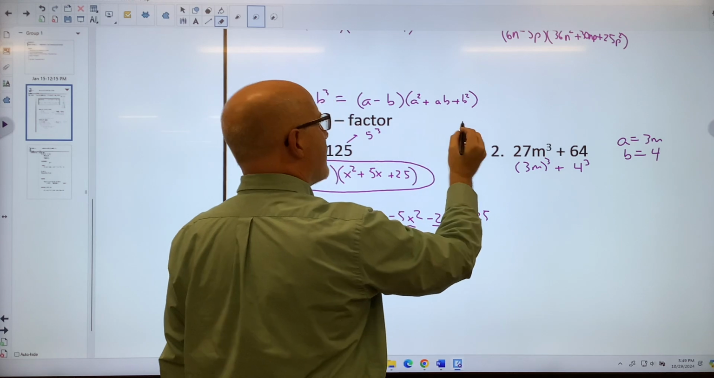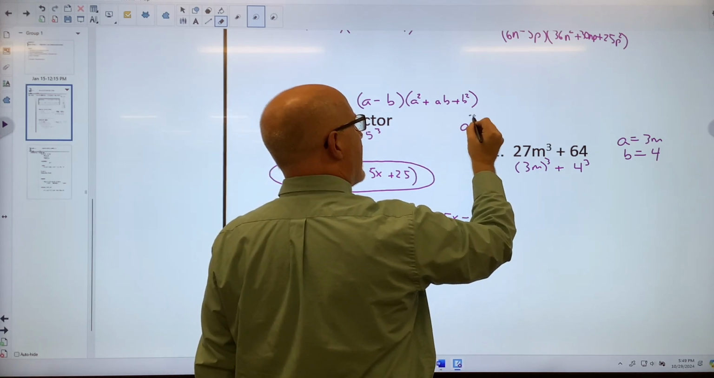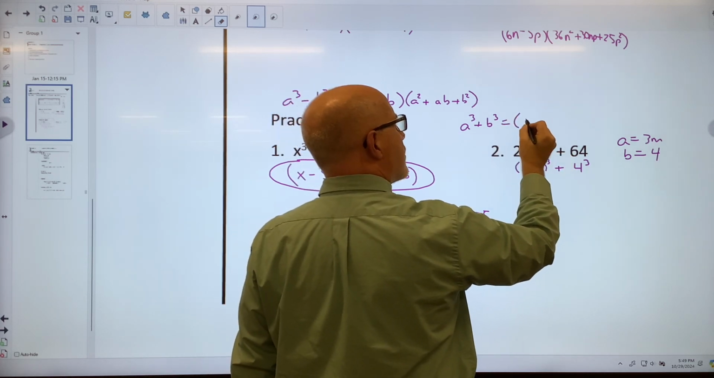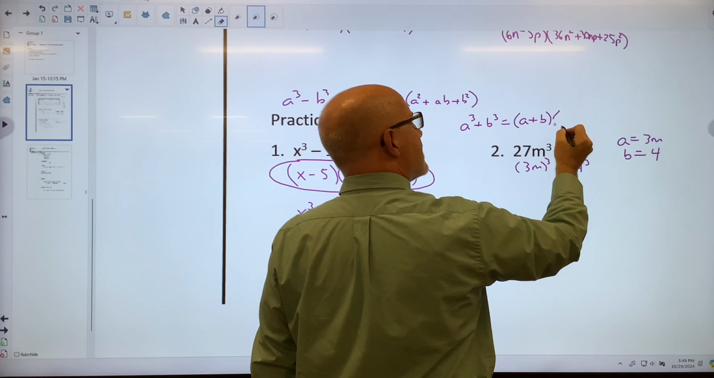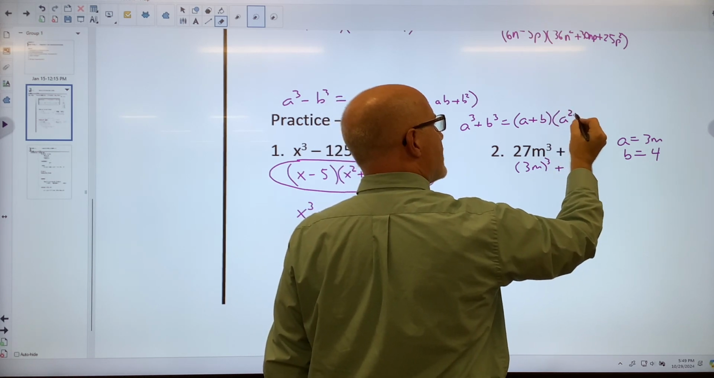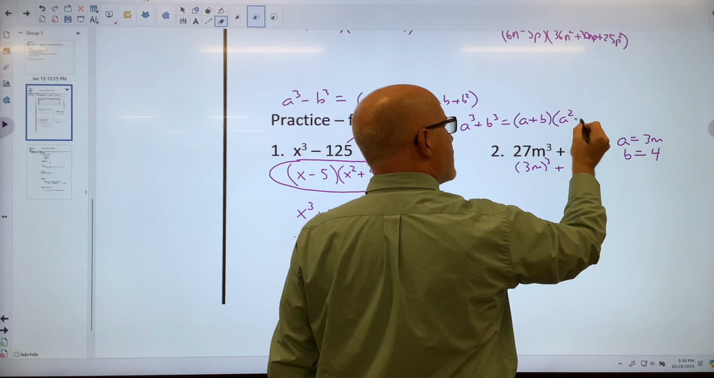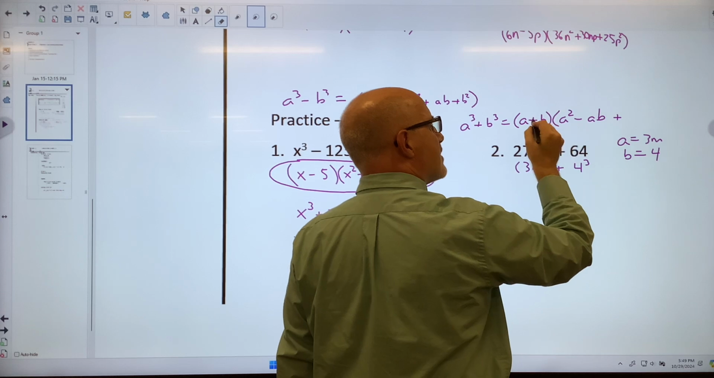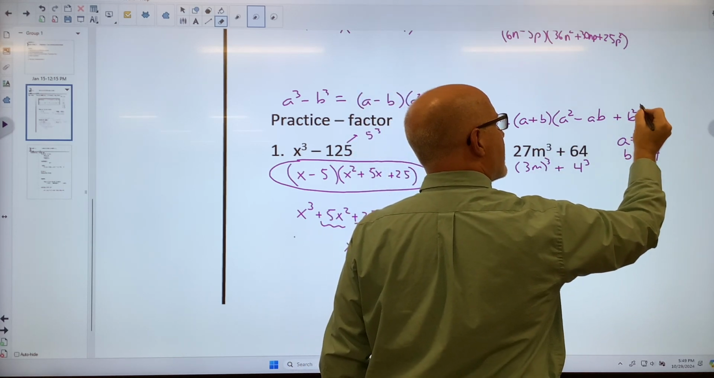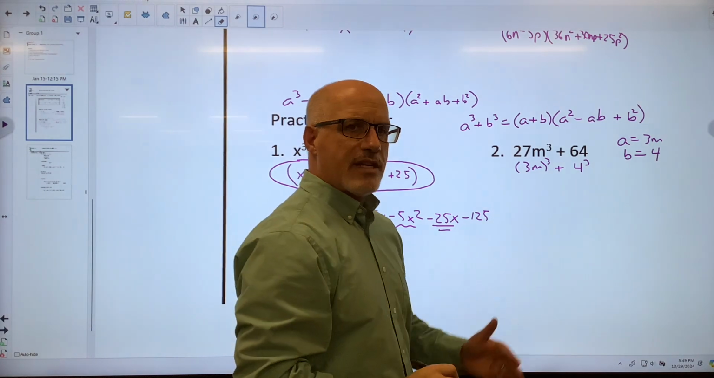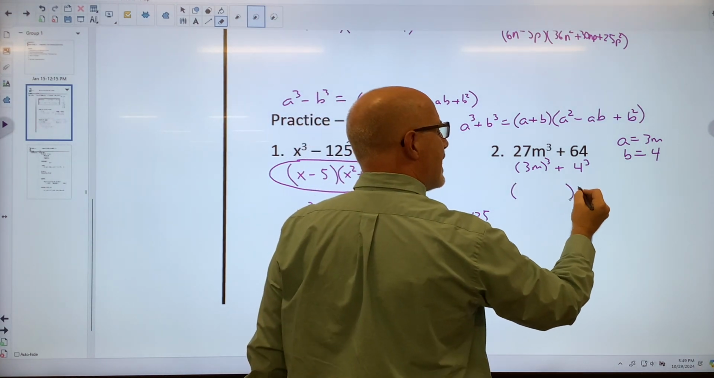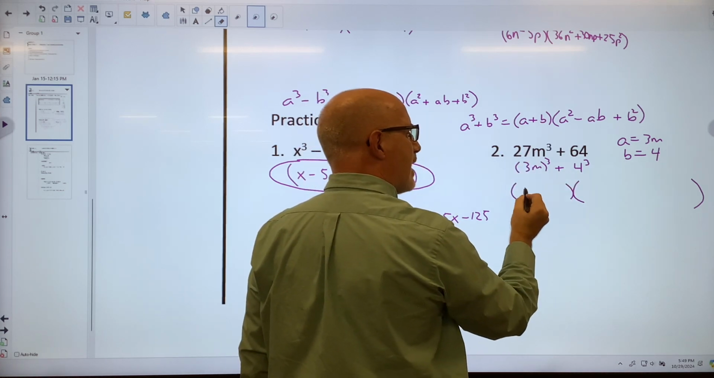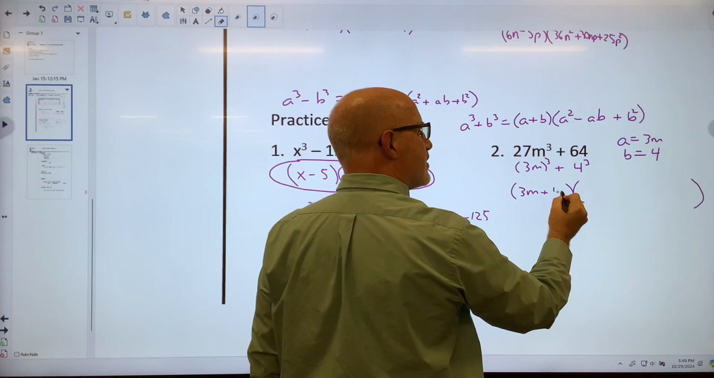The pattern itself, for the sum of cubes, so a cubed plus b cubed, since they're being added here, is going to factor into a plus b times the quantity, the trinomial now, a squared. This is a plus, we change it to a minus here, multiply the a and the b together, and then the last term is always plus, and you're going to have the b squared out here. So let's use that pattern to factor this. You're going to have a binomial and a trinomial. The binomial, we're going to just take each one of these without the cubes on it, so 3m plus 4.